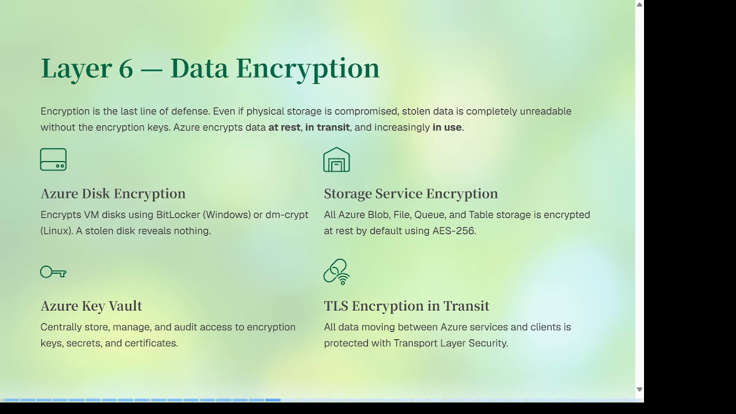So here, encryption is the final layer of defense in depth. Data is protected at rest, in transit and in use. Key Vault manages encryption keys and secrets. AES-256 is commonly used for storage encryption. TLS secures network communication. If you see a question about stolen data or compromised storage, you always have to think about the data encryption layer.